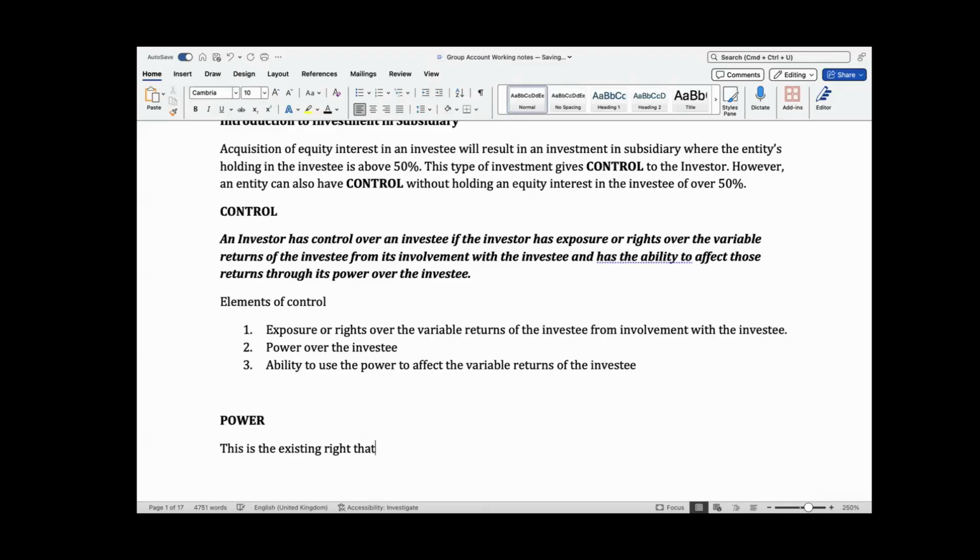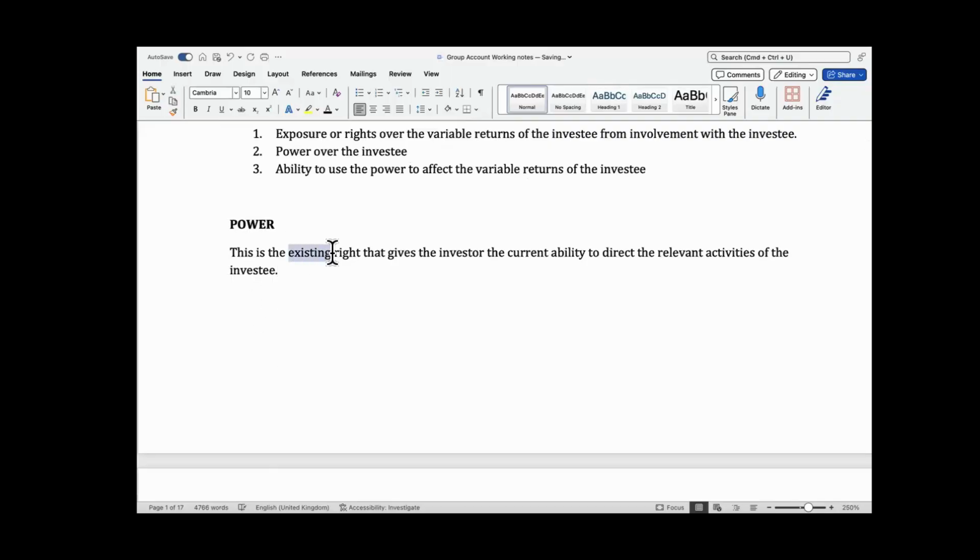Existing rights that give the investor the current ability to direct the relevant activities of the investee. That's the power. So the power is in these rights, existing rights. So what are these rights in question?